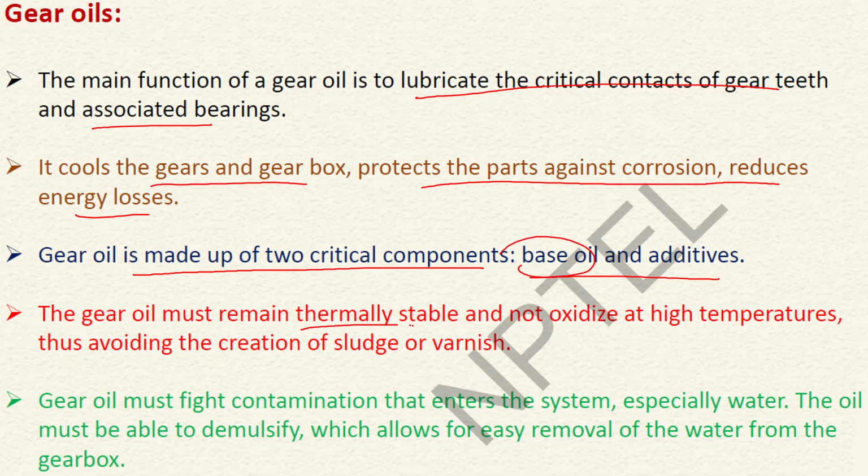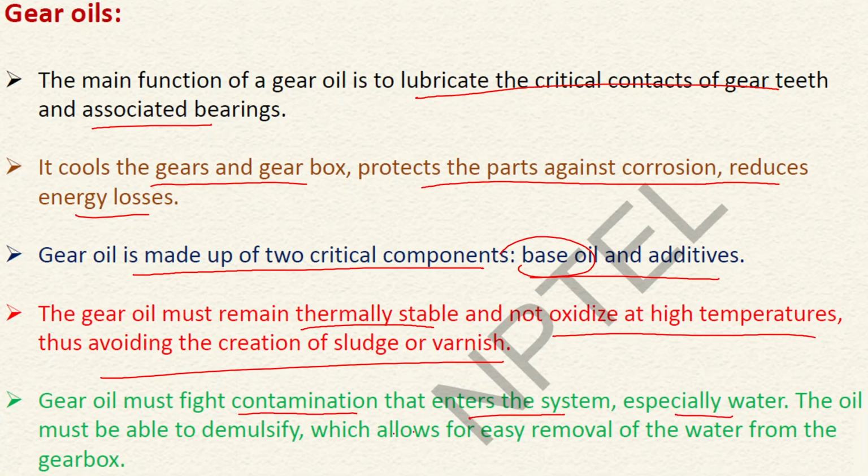The gear oil must remain thermally stable and not oxidize at high temperature, thus avoiding the creation of sludge or varnish. So the main requirement of gear oil is that it should be stable at high temperature and should not oxidize. Gear oil must fight contamination that enters the system, especially water. The oil must be able to demulsify, which allows for easy removal of the water from the gear.